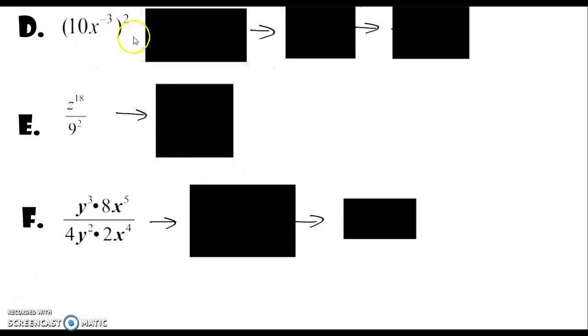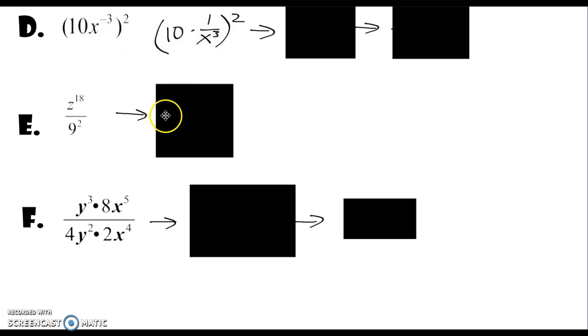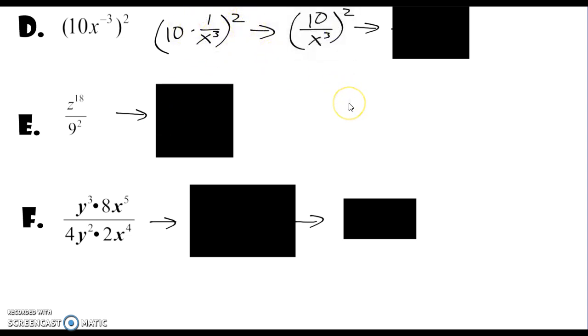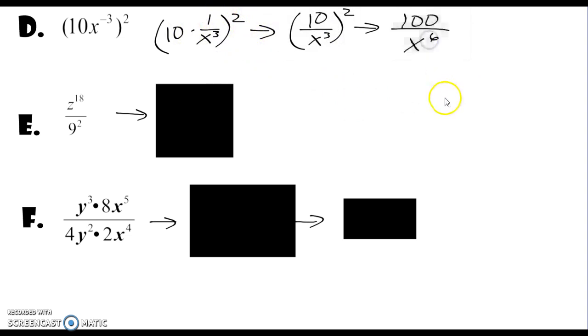All right, we got a couple more here. So I've got a negative exponent inside the given parenthesis. So my first step is going to be to tackle that. So take the reciprocal of what you have, that's 1 over x to the 3rd, and now square everything in here. So 10 squared is 100, x to the 3rd squared is x to the 6th.